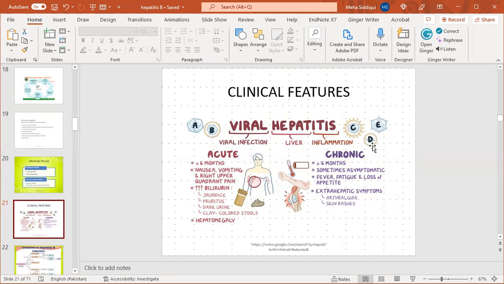The other type is chronic, which lasts for more than 6 months, and it is usually asymptomatic, but however it can present as fever, fatigue, and loss of appetite. Extrahepatic symptoms are arthralgias and skin rashes.